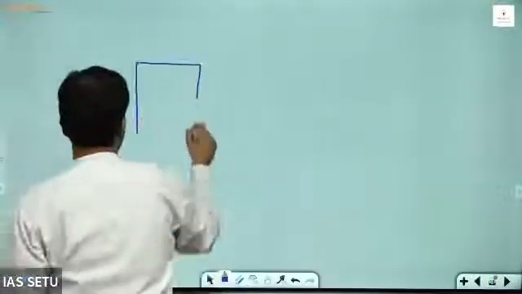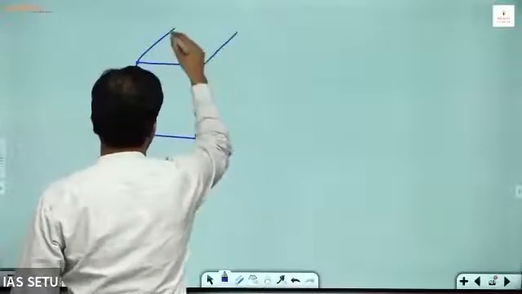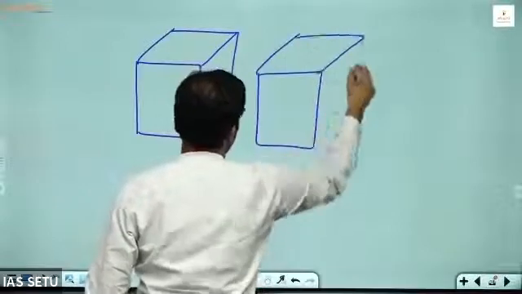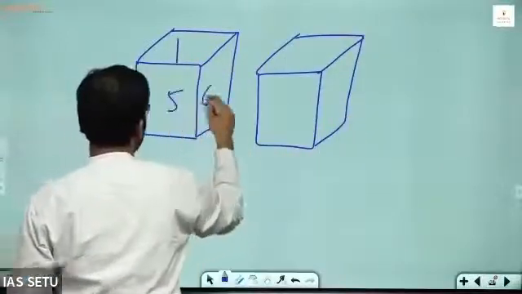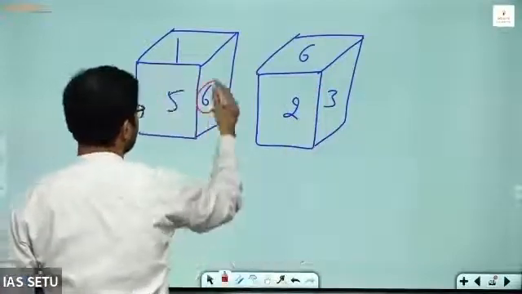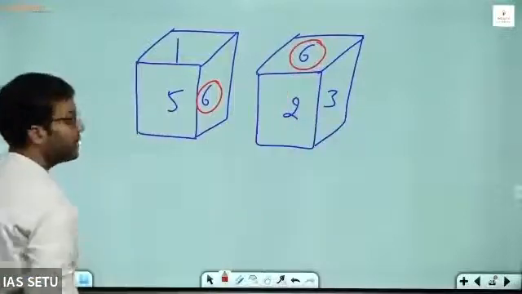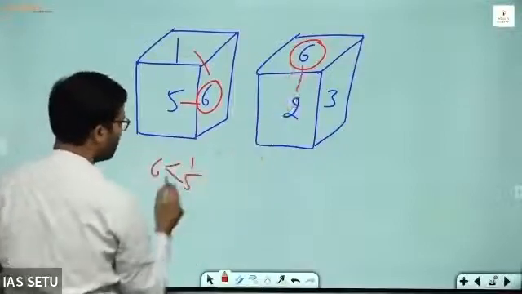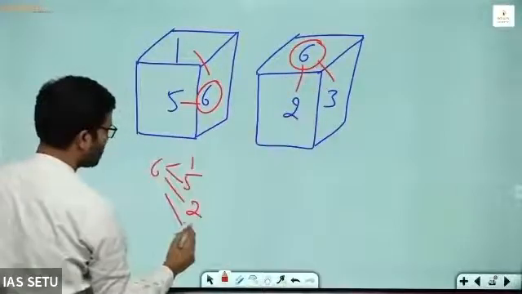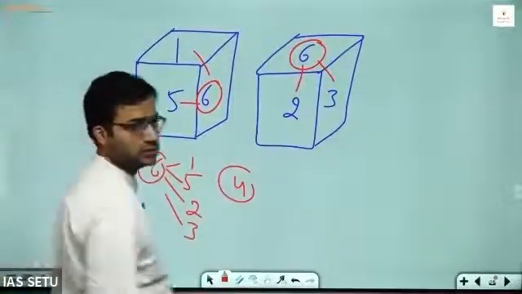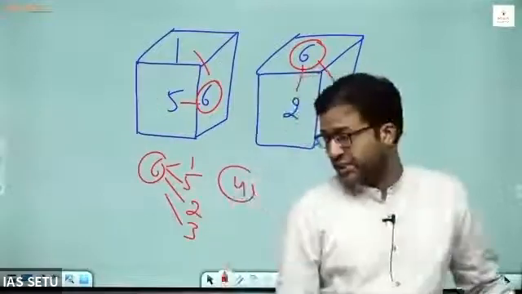Let me take one more example. 1, 5, 6, 6, 2, 3. What is common? 6. It is clearly visible. 6 is having 1 adjacent, 6 is having 5 adjacent, 6 is having 2 adjacent, and 6 is having 3 adjacent. What is remaining face? 4. And where will be 4? Opposite of 6. So 4 and 6 opposite to each other.